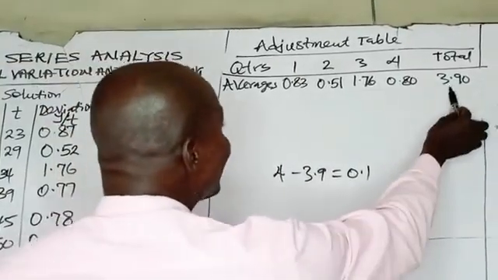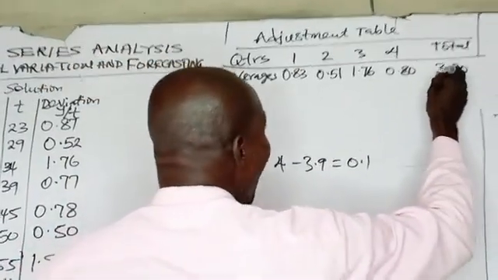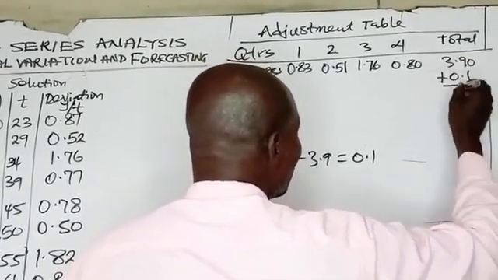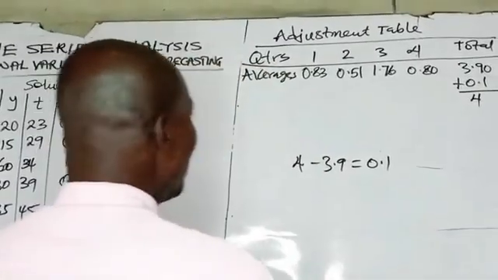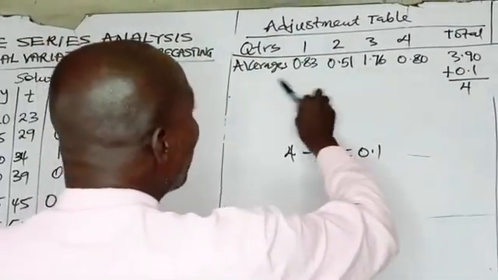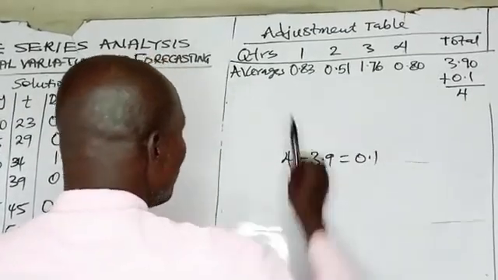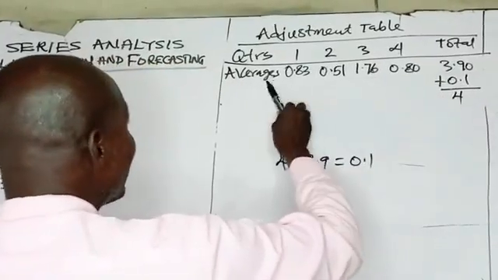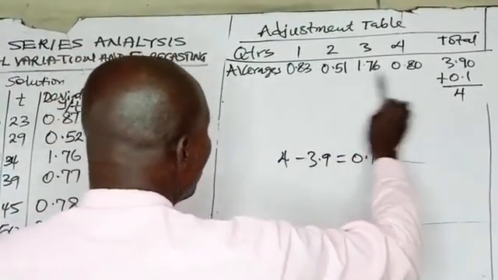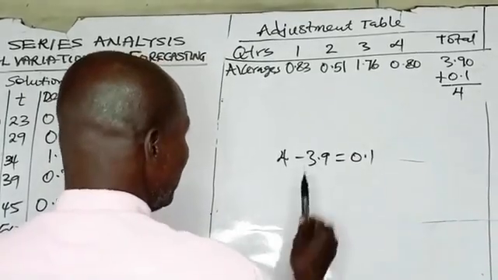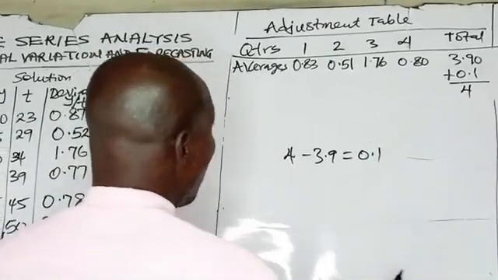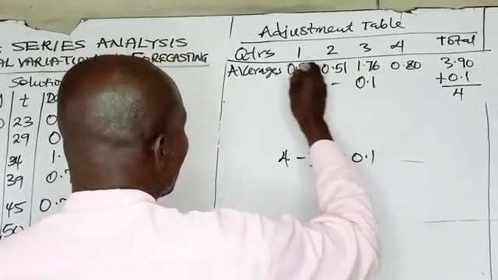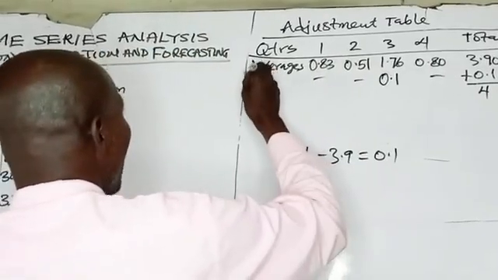That means you will need to add 0.1 to it. If you add 0.1 to this, it will be 4. Then you can add that 0.1 to one of these averages, or divide 0.1 by 4 and add it to each quarterly average. But since 0.1 is small, I want to add it to this. This is the adjustment.